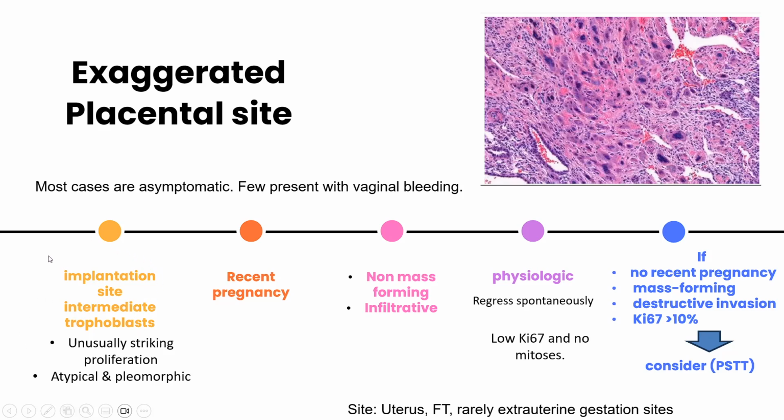It originates from the implantation site intermediate trophoblasts, and this is an important thing. And they occur necessarily after recent pregnancy. So take care if there's no recent pregnancy history, and if there is a mass, if there is destructive invasion, if the Ki67 is more than 10%, you have to consider what? You have to consider the placental site trophoblastic tumor. So take care. Okay, you can see this in the uterus, fallopian tube, or the prior uterine gestation site.